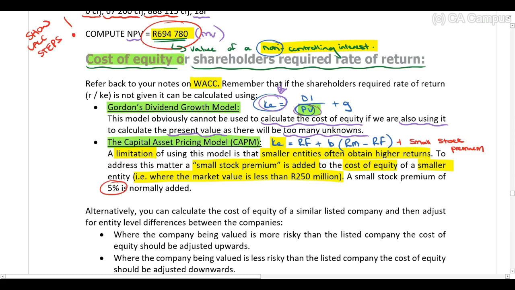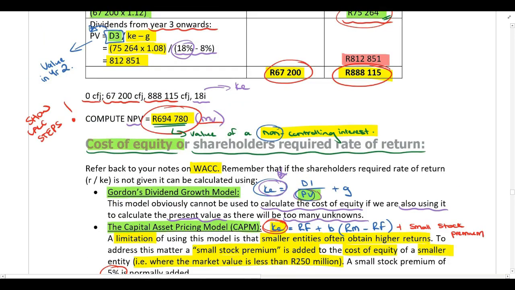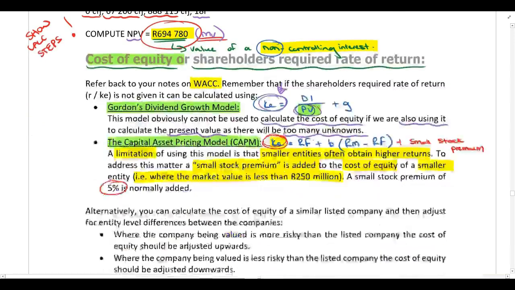Now guys, chances are you're not going to know the market value of the company. So from an exam technique perspective, if you are using the capital asset pricing model to calculate the cost of equity, and then after you've calculated the cost of equity, you are going to use that in order to calculate the market value of equity, you add another 5% in order to accommodate this small stock premium.